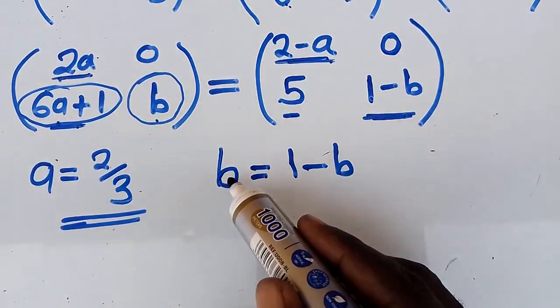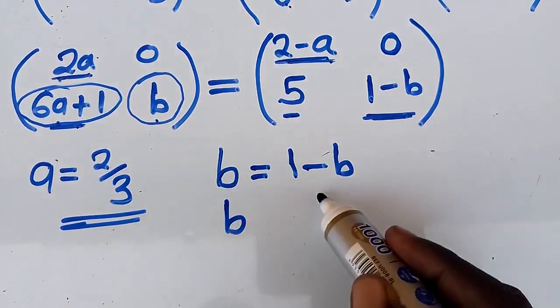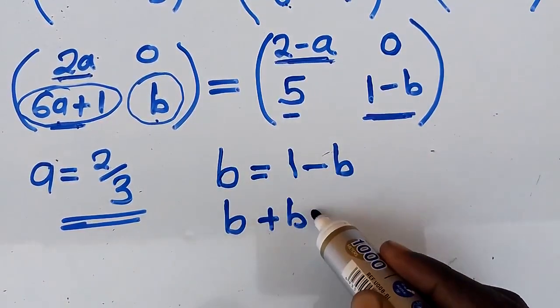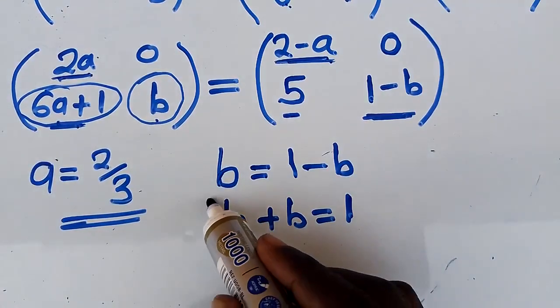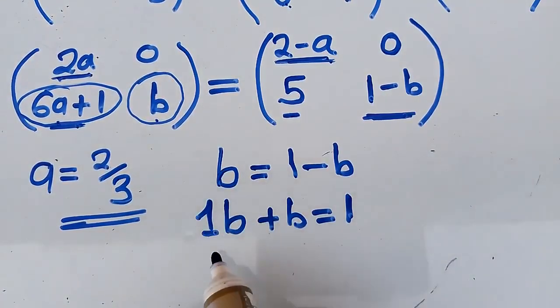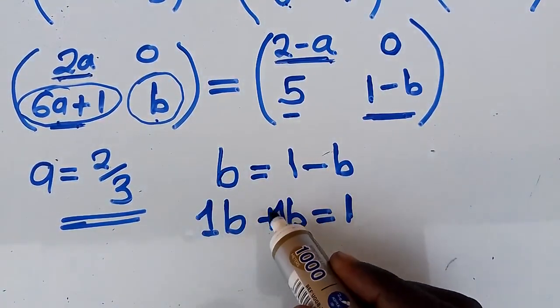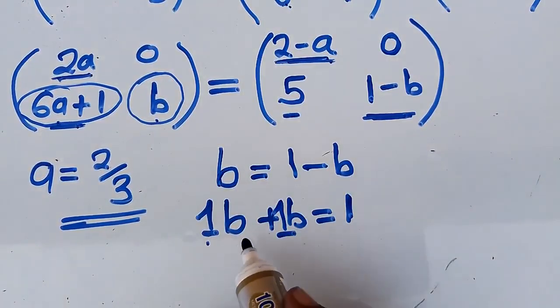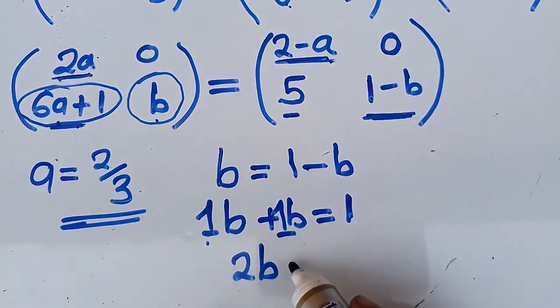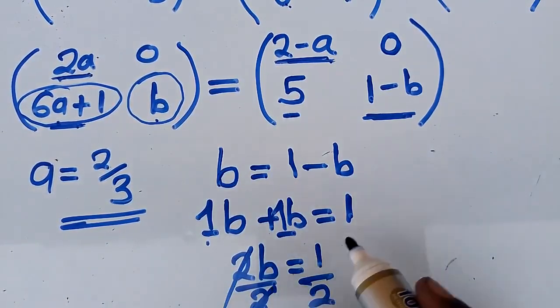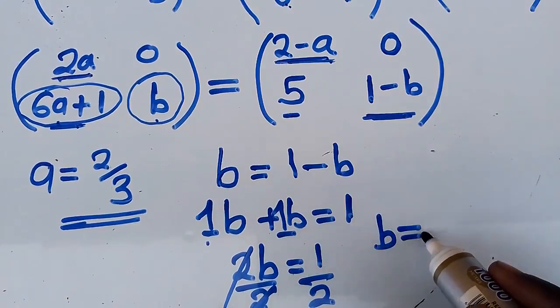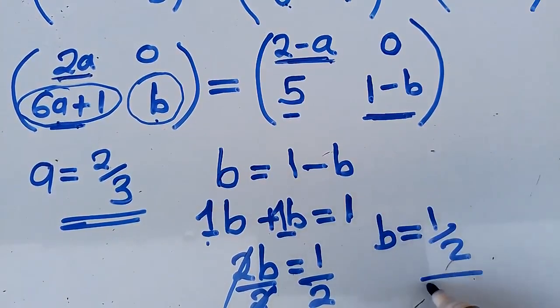From here, you group like terms. This b will go to the other side. So you're going to have b plus b is equal to 1. So what is b plus b? Here the coefficient is 1. Even there the coefficient is 1. So 1 plus 1 is 2. So you just put 2b is equal to 1. You divide both sides by 2. This cancelled. Which means that b is equal to 1 over 2. This is your answer.